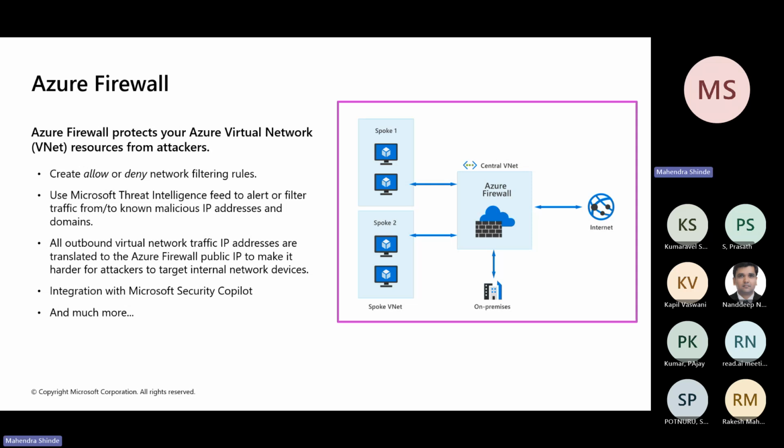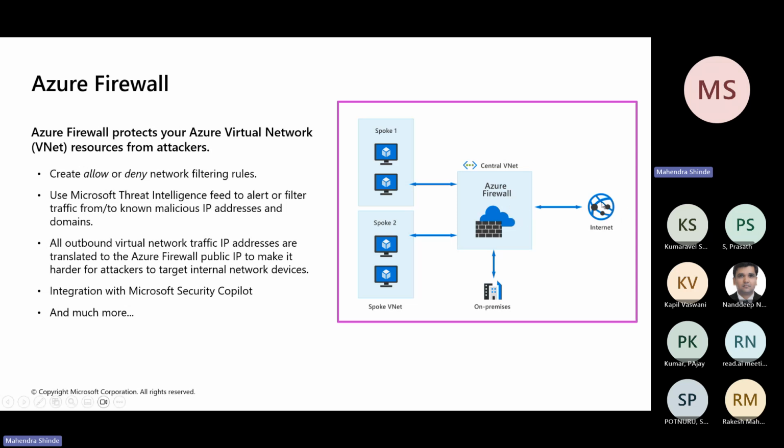All outbound virtual network traffic IPs are translated to the Azure Firewall public IP to make it harder for an attacker to target internal network devices. But please remember, when you deploy a firewall, it is your responsibility to make sure you never expose any of your internal resources directly to the internet. Instead, you expose them via the firewall. So you will have a firewall with a public IP enabled, and you have to route all the requests via the firewall IP address.